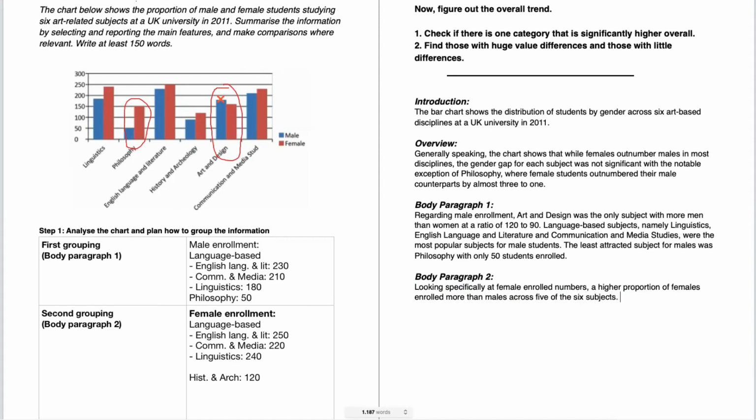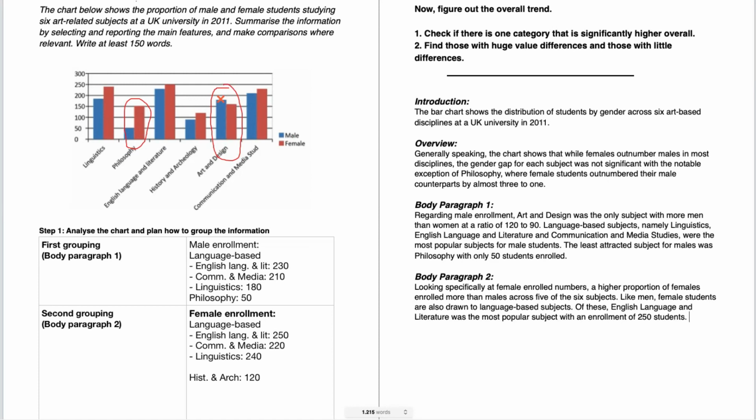And that is also something we saw in our overview. We could see here, like men, female students are also drawn to language-based subjects. Now I'm including this because I want to also compare a bit the male and female enrollment, and that is true from looking at our graph. And I'll say here, of these, English language and literature was the most popular subject with an enrollment of 250 students. And again, we had that in our outline.